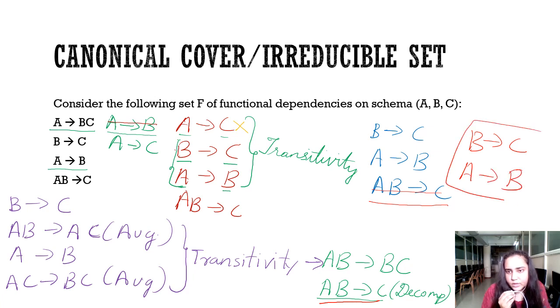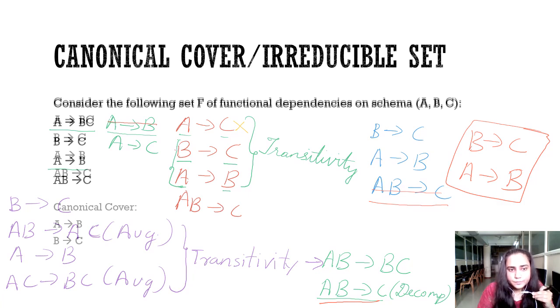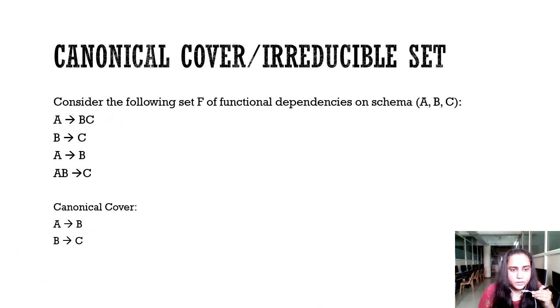So this is my canonical cover. Using these two, I can derive all the other rules that are given here. So only these two are needed. Others can be derived using these two. So this is called a canonical cover or an irreducible set. And once again, just to give you the final answer, it is this. The canonical cover is A determines B and B determines C.